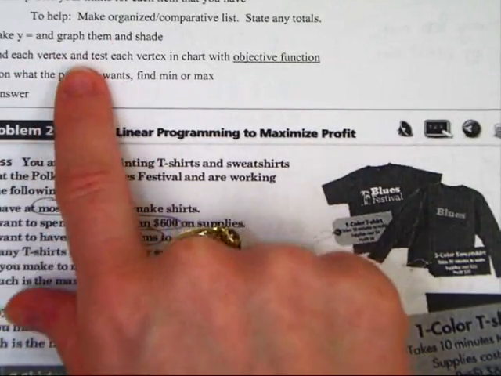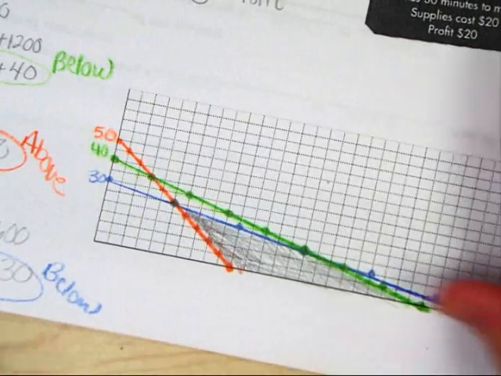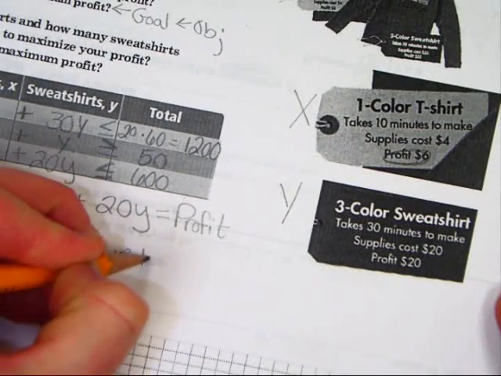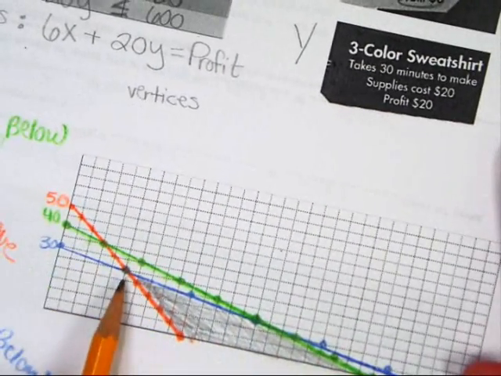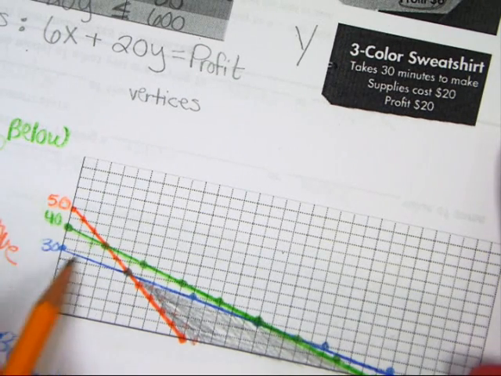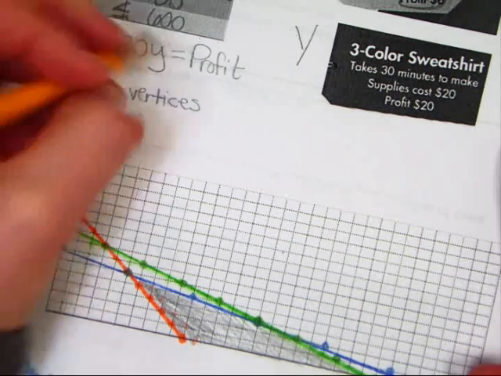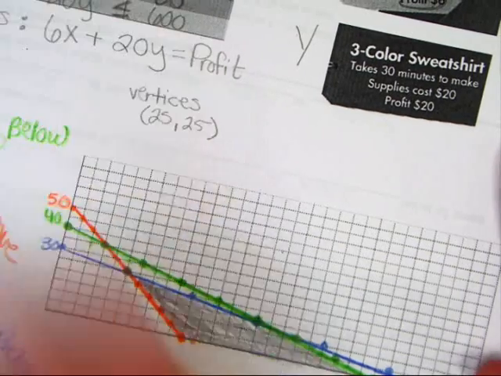Step 4 says to find the vertices and test each in the objective function. So I need to find my vertices. Alright, I'm going to put that right above my graph. You ready? Vertices. The first vertex is right here where the blue and the orange intersect. That's over 5, 10, 15, 20, 25, up 5, 10, 15, 20, 25. So that's 25 and 25.